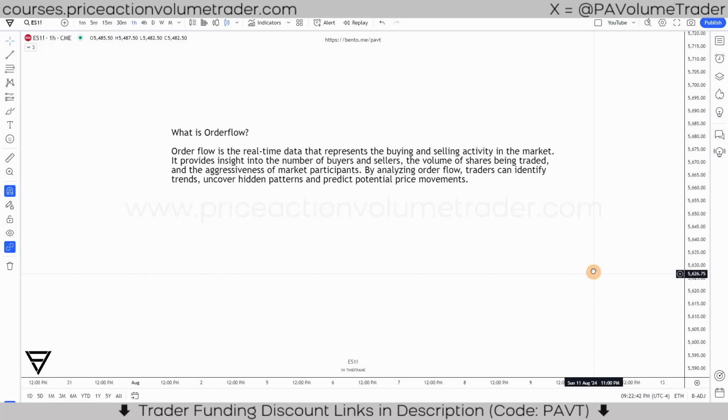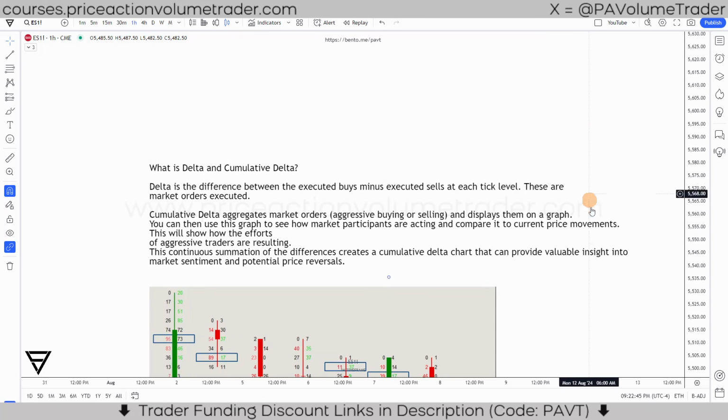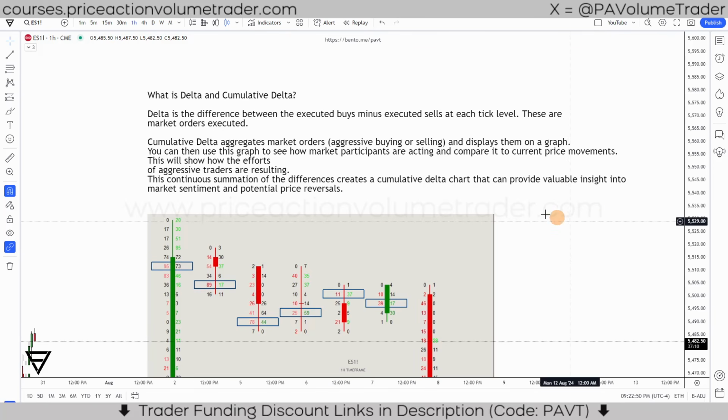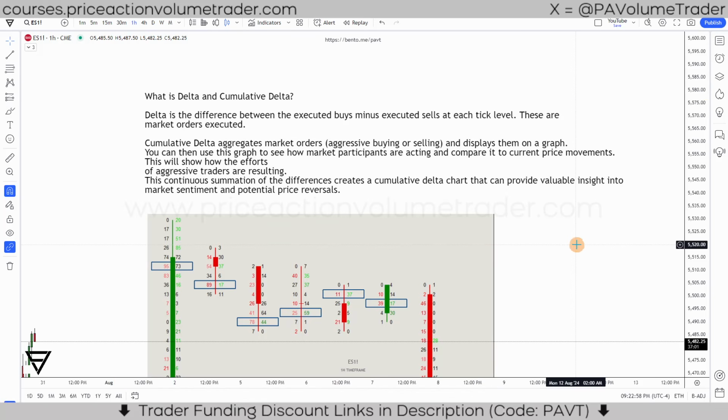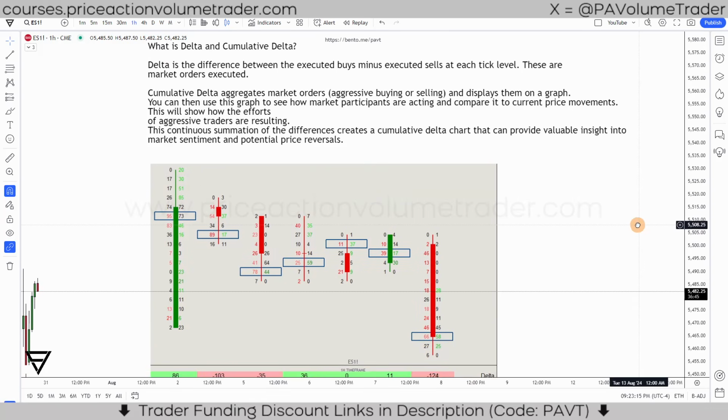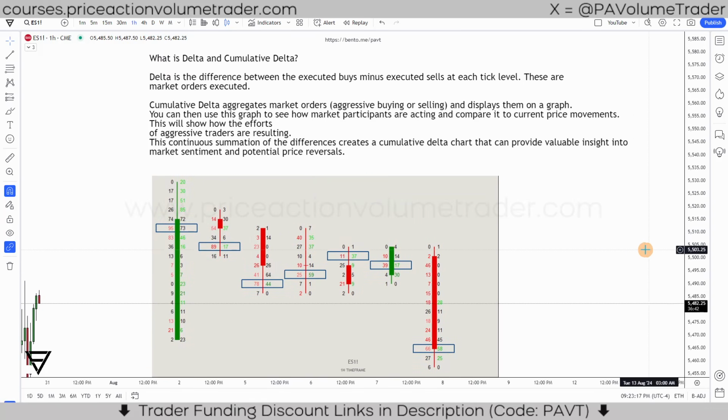And there's several tools that are considered order flow. The main ones that I like to use are Delta and footprint charts. And so now let's talk briefly about what delta is before we can dive into what cumulative volume delta is. So delta is the difference between the executed buys minus executed sells at each tick level in whatever market you're tracking. These are market orders executed. So basically, delta is measuring the aggressiveness of traders.